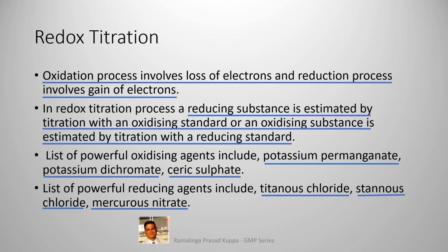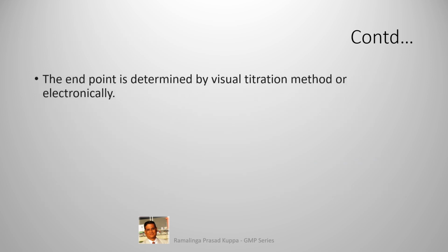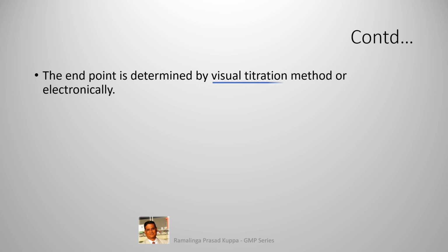This is another type of technique. It involves reduction and oxidation potentials as the basis for estimation. The endpoint is determined by visual titration method or electronically. It is similar to the procedure described for the earlier titrations, such as acid-base or other titrations. You can do either the visual method or the electronic method.